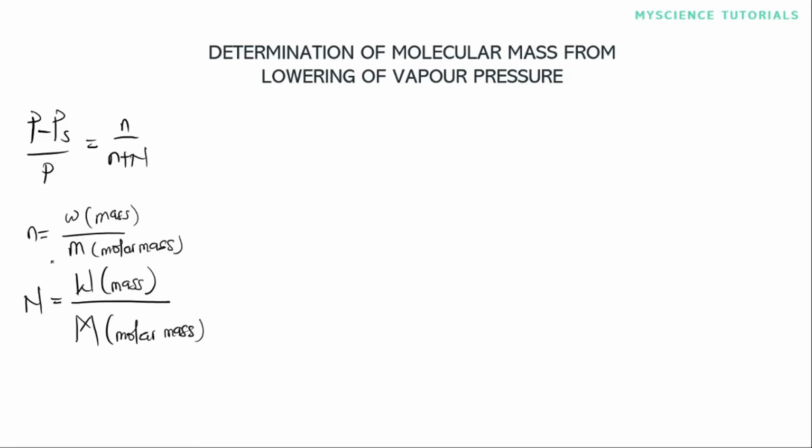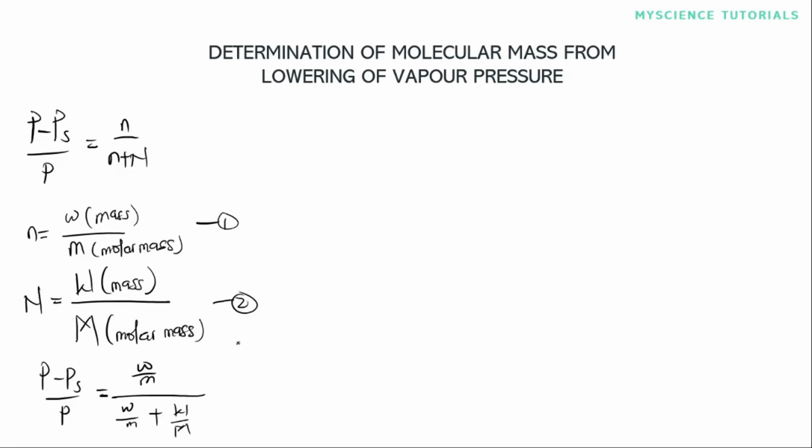Now, if we substitute these two equations, equation 1 and equation 2, into this one, we get that our relative lowering of vapor pressure becomes small w over m, all over small w over m plus capital W over capital M.